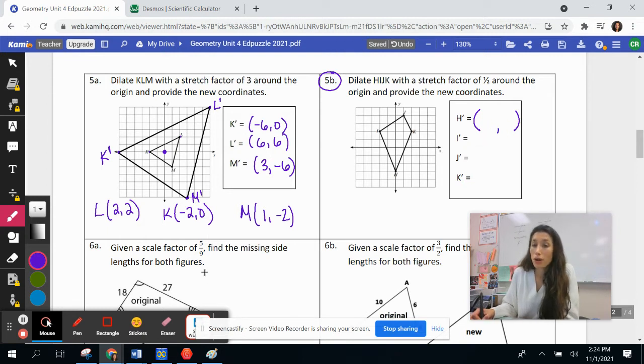What is the new coordinate for I prime? The new coordinate for j prime? And the new coordinate for k prime.